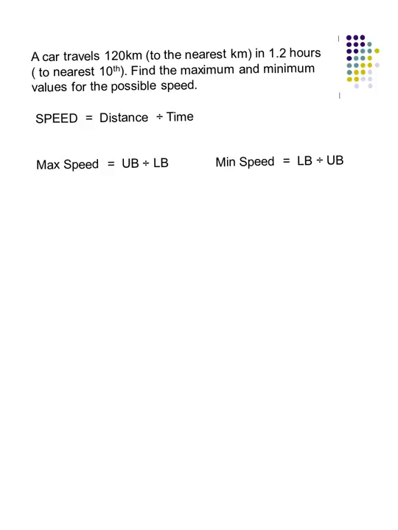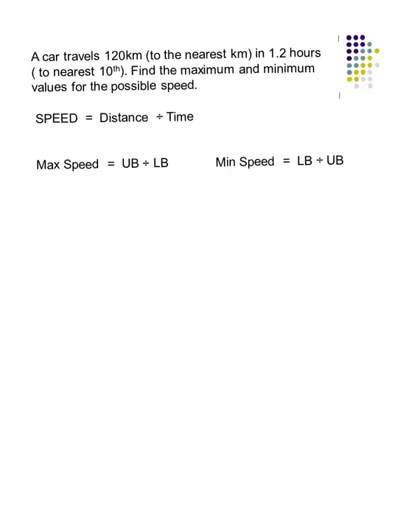Now speed equals distance over time. So you've got to think about this. If we want the maximum possible speed, we want the largest number divided by the smallest possible number. In a fraction, the smallest fraction we have is when we have the smallest number in the numerator over the largest possible number in the denominator. So for a maximum value when we're dividing, we want the biggest over the lower bound. For the minimum, the lower bound over the upper bound. So you do have to think carefully about what you're doing here.